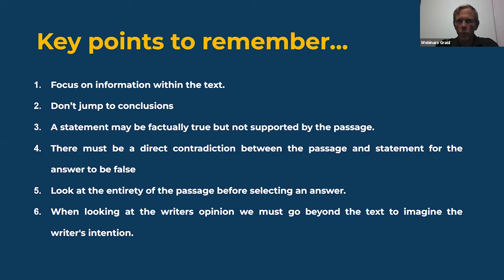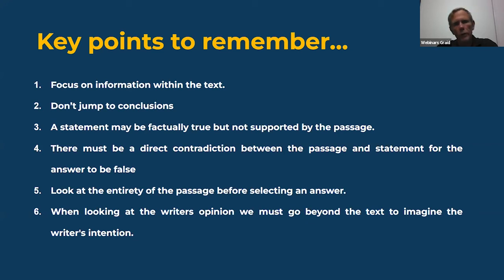The fourth point is a little bit more simple. Where we find a direct contradiction between the passage and a statement, the answer needs to be false. For example, the word assigned directly contradicts the word choice. They have opposite meanings. So in this case, where we find a direct contradiction, we can safely say the answer is false.